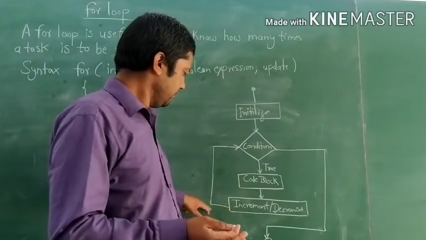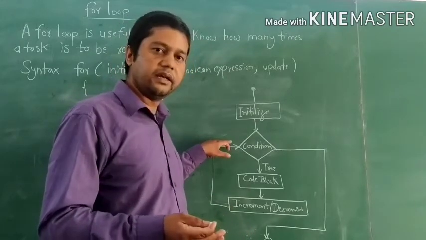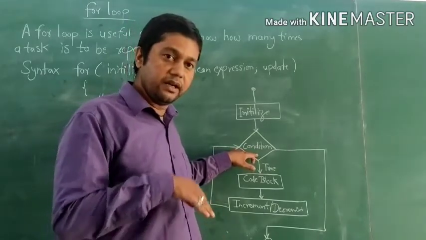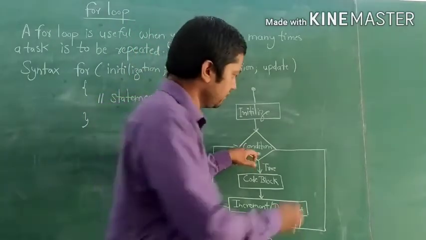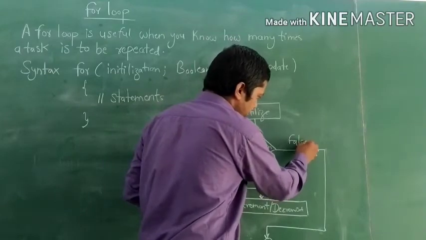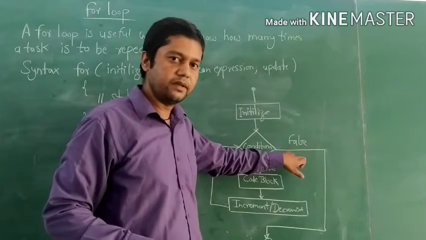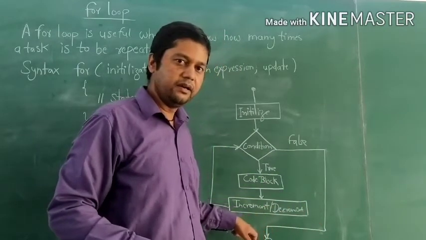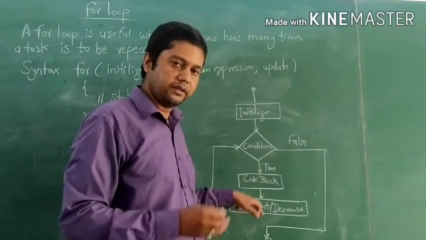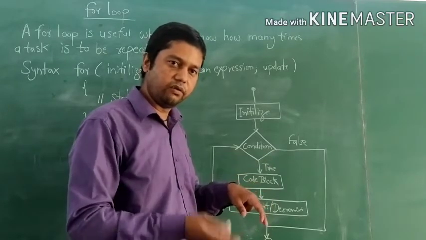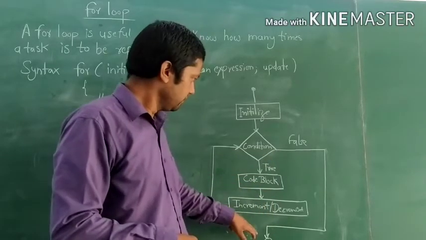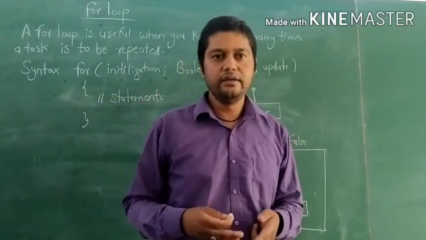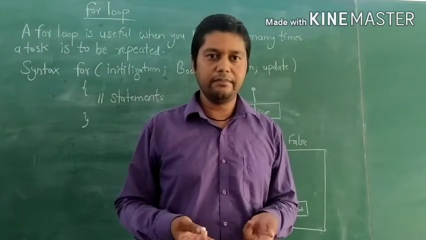Then it will go again to the condition. It will check the condition again. If the condition is false, then it will exit from the for loop and it will execute the statement outside of the for loop. So I will show you using a program.